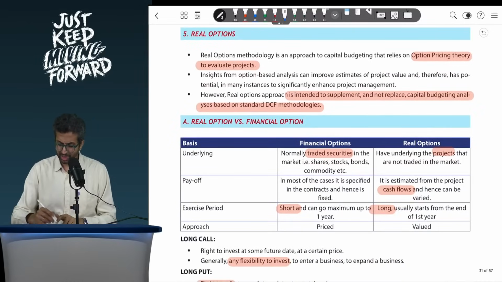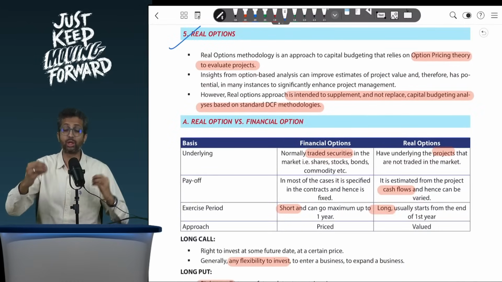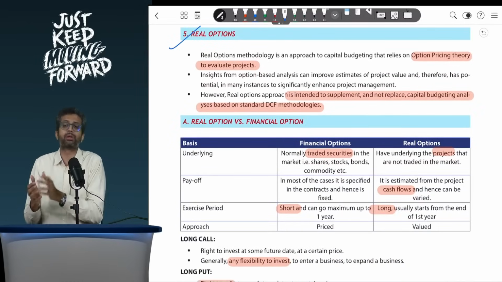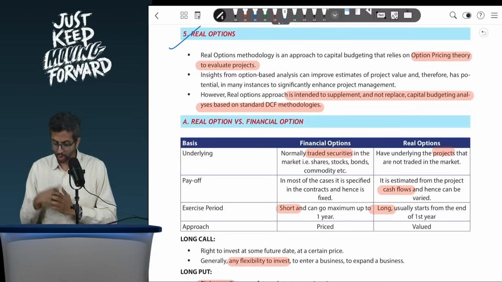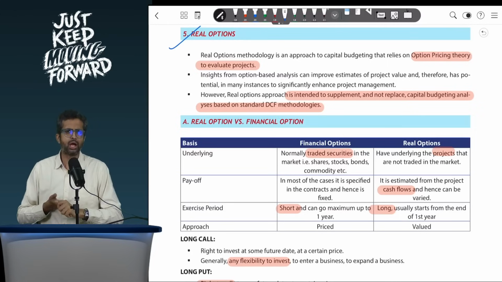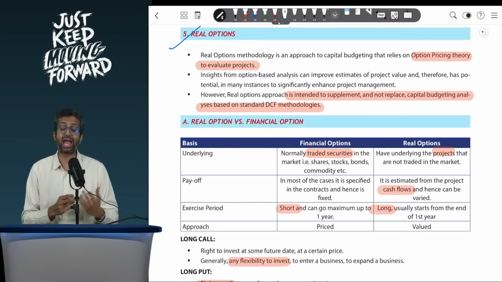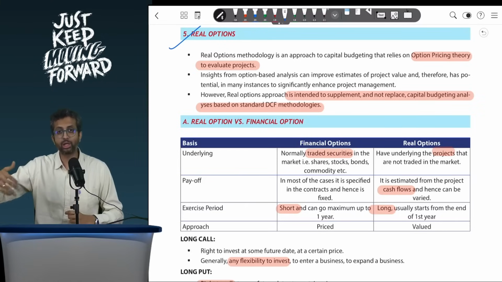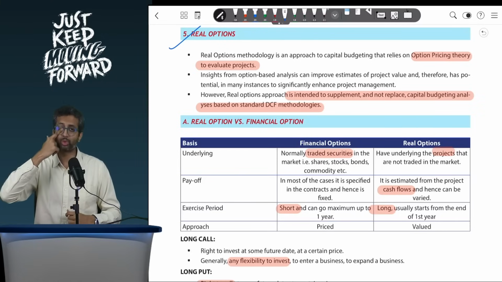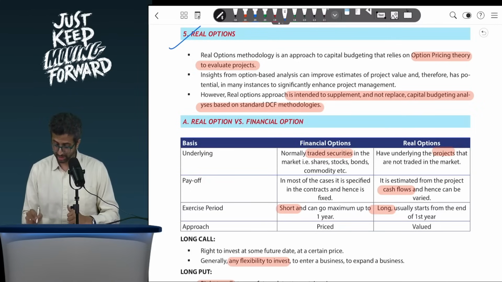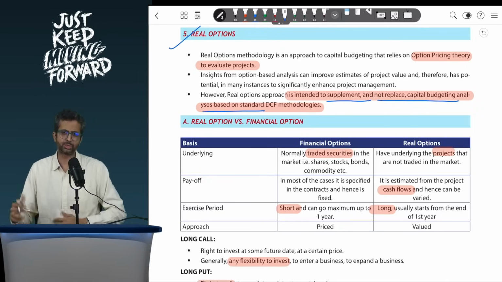Real options, we have discussed this separately, but a quick reference. Real options are options on capital budgeting projects. In these options, you have the underlying as a project and not a financial instrument. Usually they are typically a lot more long term in nature as compared to a pure financial derivative, which is relatively a lot more short term in nature. It is intended to supplement and not replace the capital budgeting analysis which is using cash flow.